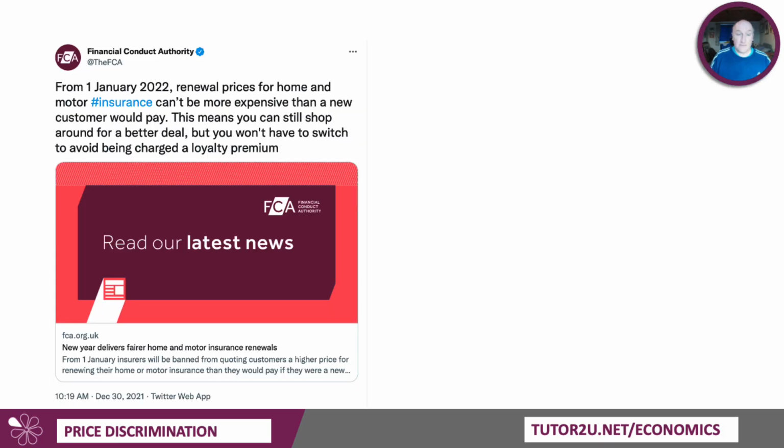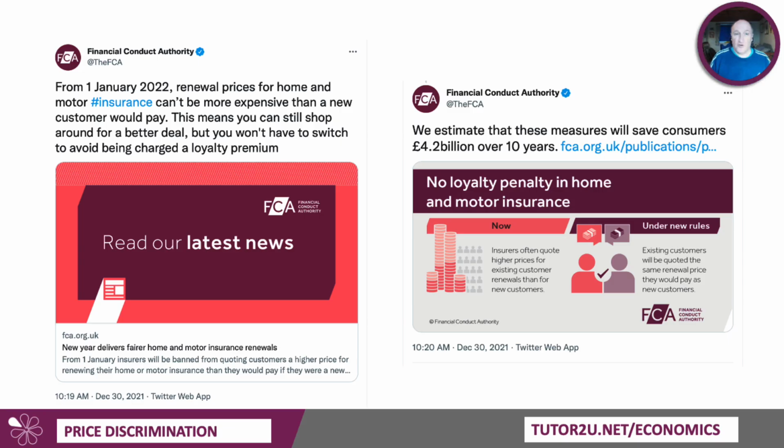On the other hand, the insurance. I want to talk about insurance. Eventually, the Financial Conduct Authority stepped in, and now they have made it illegal for insurance companies to charge higher prices for people just renewing their insurance than a new customer. And they reckon that's going to save over £4 billion in a 10-year period. So they've now intervened to prevent loyalty penalties.